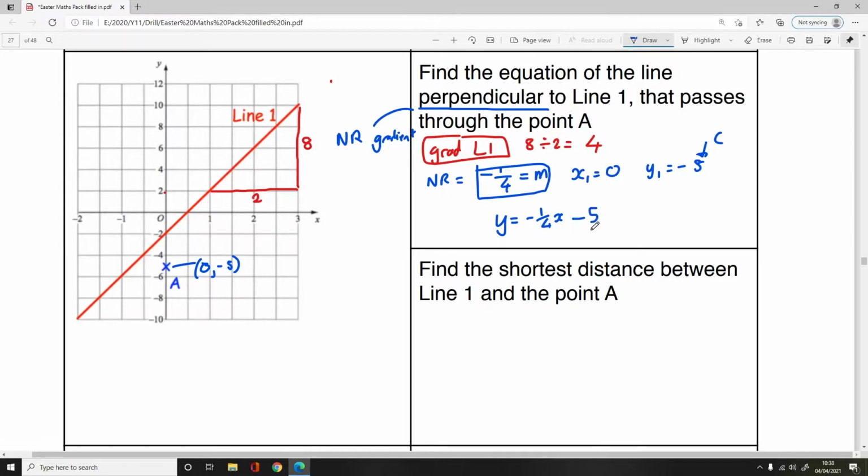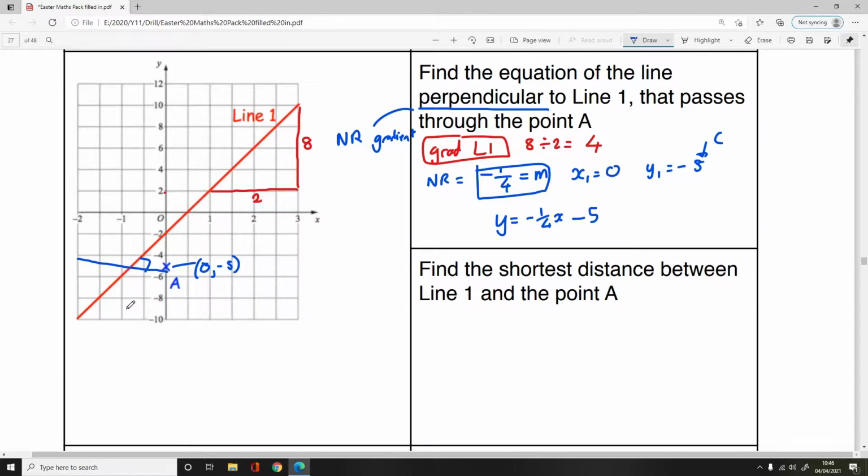minus 5. Okay, so second part of this question, we've then got to find the shortest distance between line 1 and the point A. Now, the shortest distance is always found at a right angle to it. So if we imagine if we were to draw the line. Now, I had to think about this because it seemed quite confusing, but your line's basically going to look like that for minus a quarter x minus 5. It doesn't look like a right angle here, but that's because the scale is all off, because it's going up in 2s and going across in like halves. So yeah, it would actually be in that sort of region.